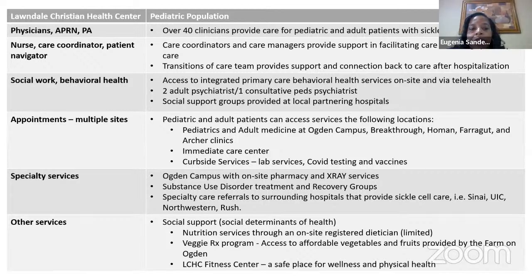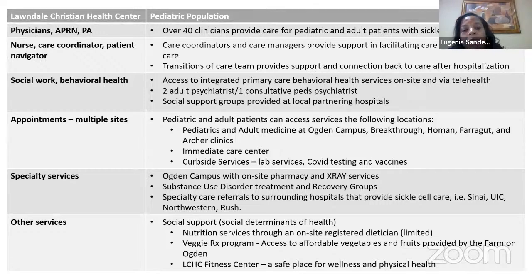We provide both pediatric and adult medicine at our Ogden campus, our Breakthrough campus, Holman, Farragut, and Archer. Again, immediate care. And we do have curbside lab services and also COVID testing and vaccinations. We have an on-site pharmacy, X-ray, and also substance use disorder treatment and recovery groups. And again, referrals to specialists through surrounding hospitals, like we've been talking about, Sinai, U of I, Northwestern, and Rush. We also provide social support for nutrition services through our on-site dietitian who's available for certain hours and days.